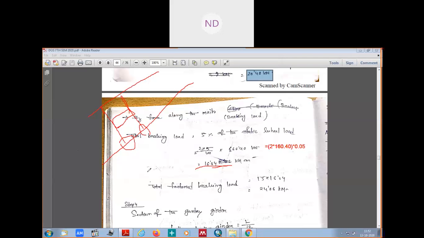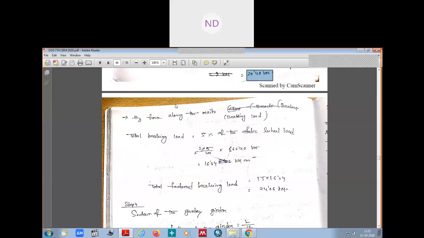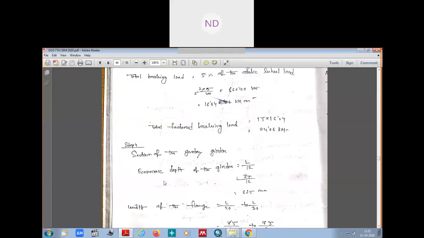Next, if we see, next step is what? Now since we know all the load calculations, we have done the horizontal and vertical loads, calculated the factored loads, all the kinds of loads. So now the next step is we will find out the section. Since we are designing the gantry girder, we will find out the section.